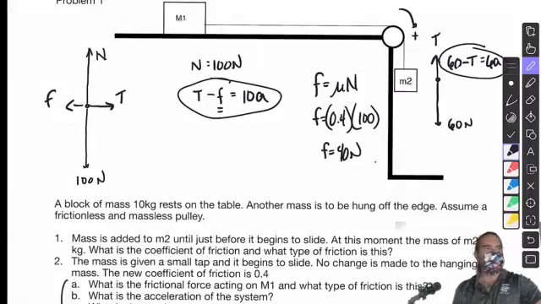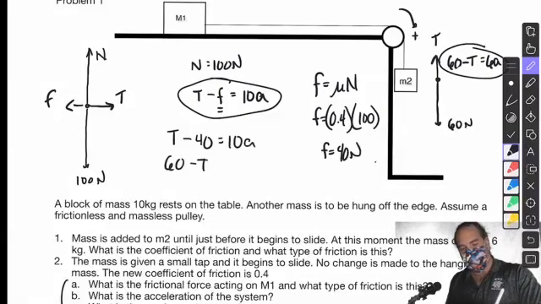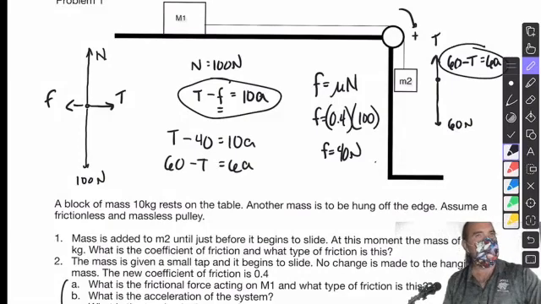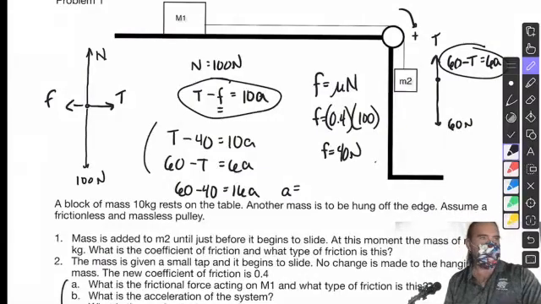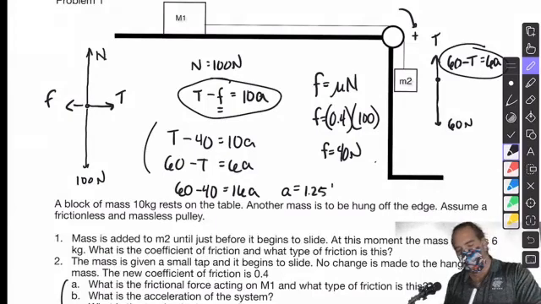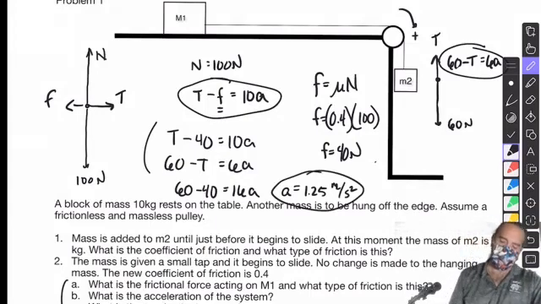Any question about that, guys? All right, that's basically it. So I got T minus 40 equals 10a, and I have 60 minus T equals 6a. These are my 2 force equations. They are what I'm going to use to figure out the acceleration, which is question B. I'm going to add those together and get 60 minus 40 equals 16a. So a is 20 over 16, or 1.25 meters per second squared. That is the acceleration of the system.